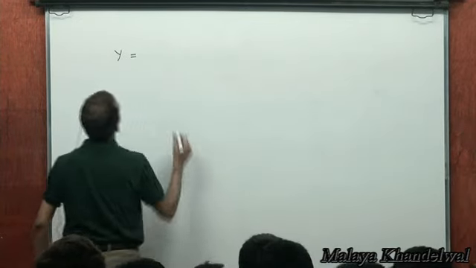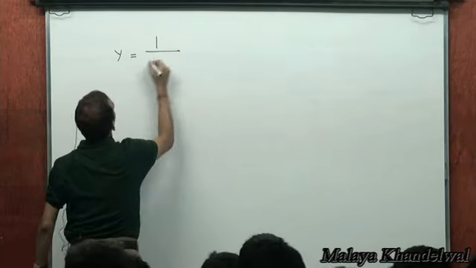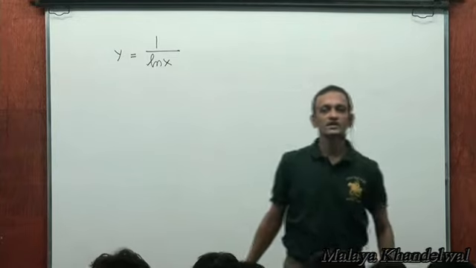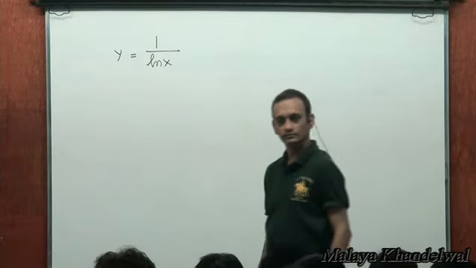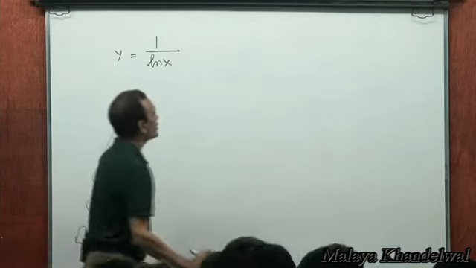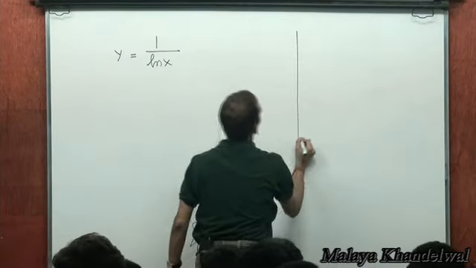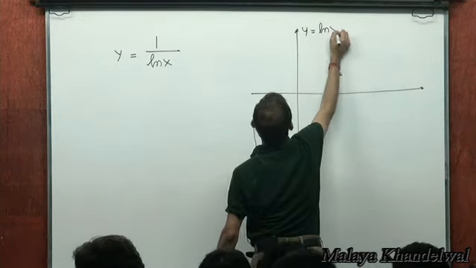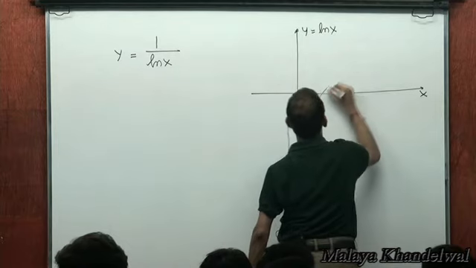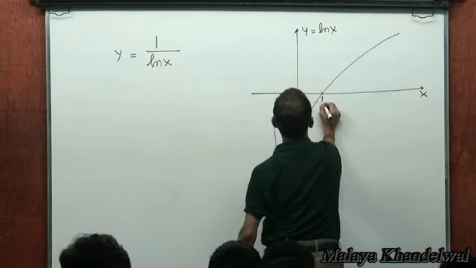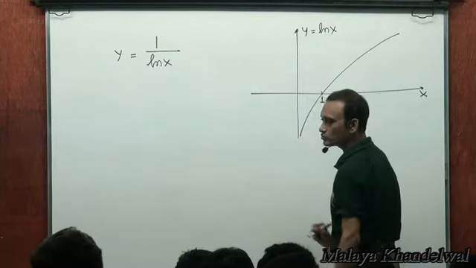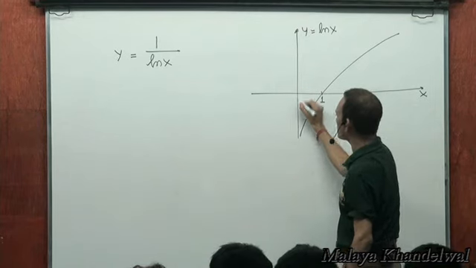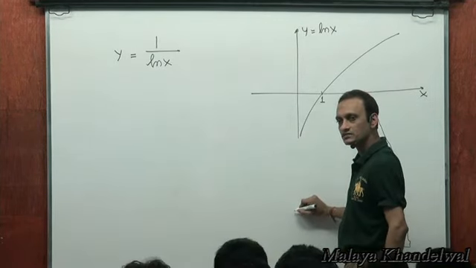Say I draw the curve of y equal to 1 by ln x. First of all, let me just draw the graph of y equal to ln x. All of you know this. This is the graph of y equal to ln x. At x equal to 1, it becomes 0. As x tends to 0 from the greater than 0 side, it tends to minus infinity, right?